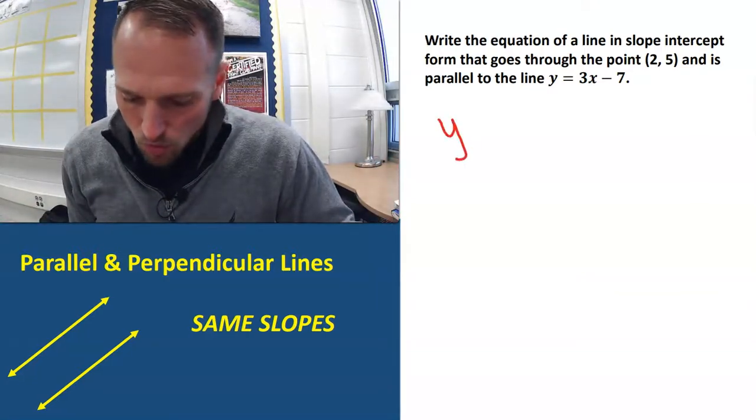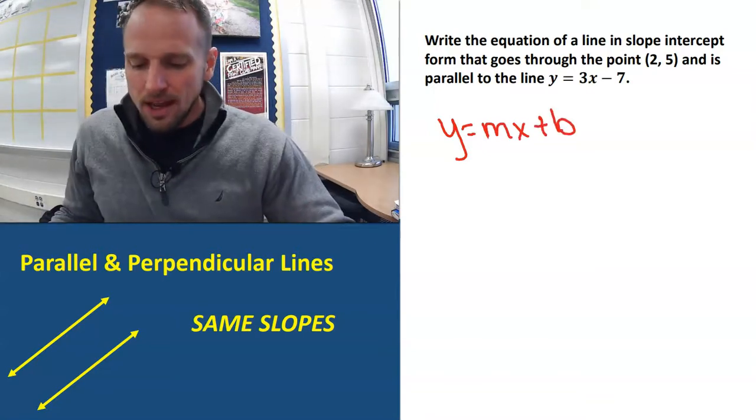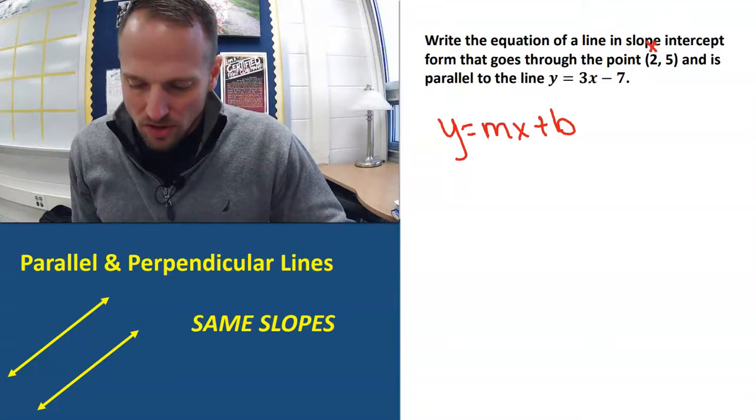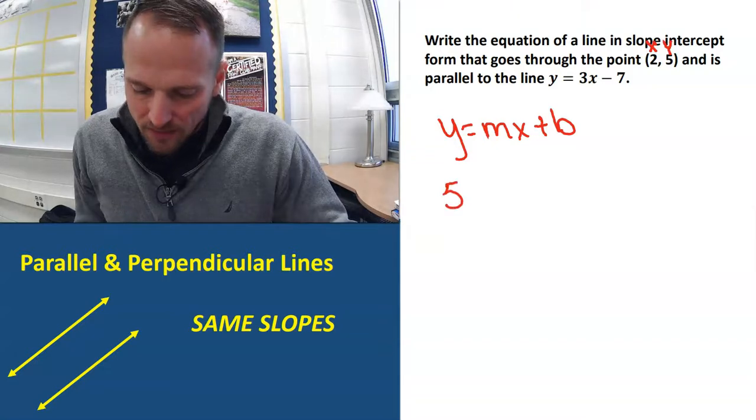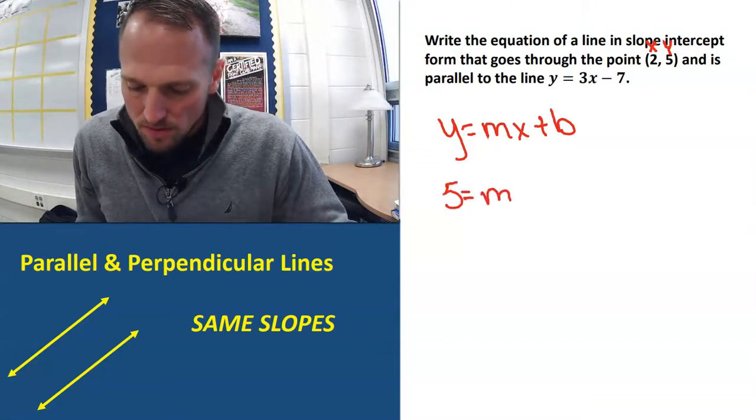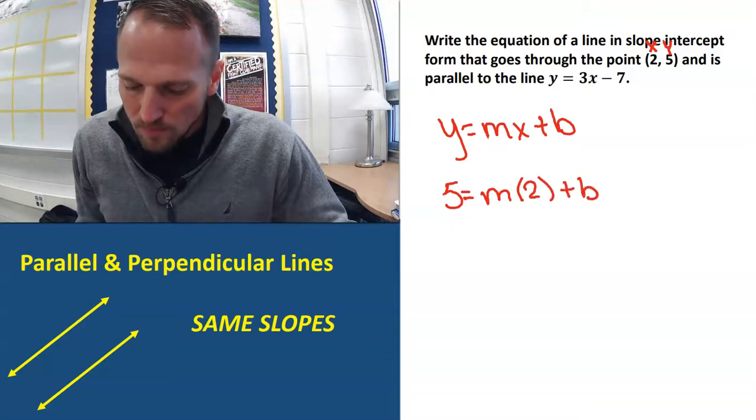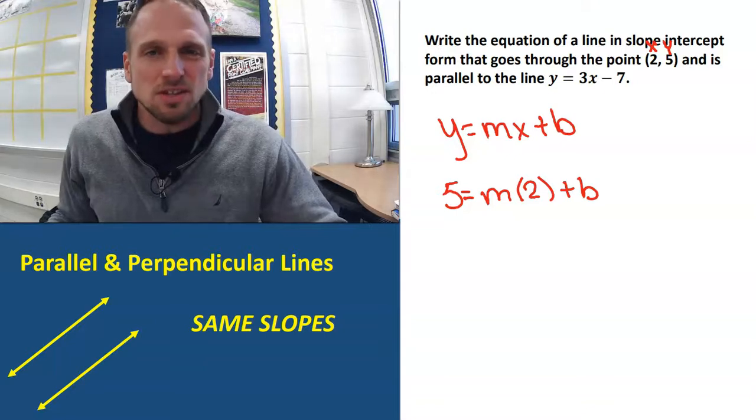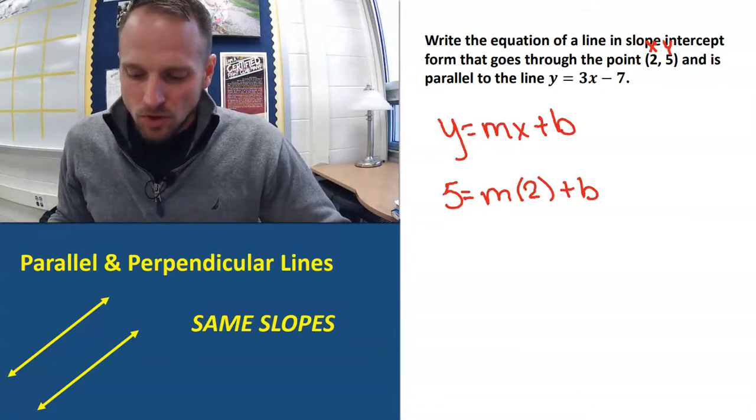We know we're going to go y equals mx plus b. And we know we're given an x and a y from this point, 2 and 5. So our y is 5. Our x is 2. But we don't know our m or our b, and this is a problem because we can't solve this if we have two variables that we don't know. So we don't know the slope, we don't know the y-intercept.